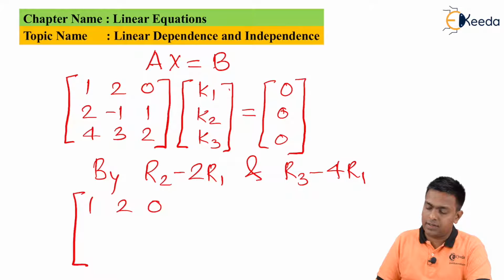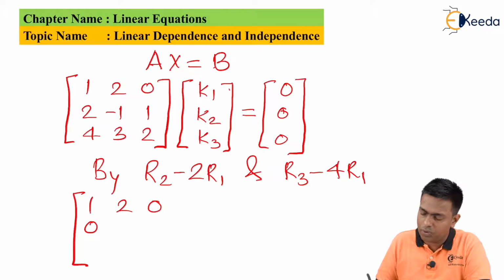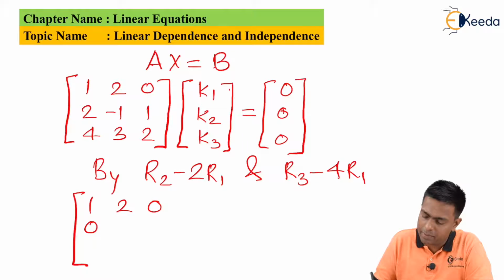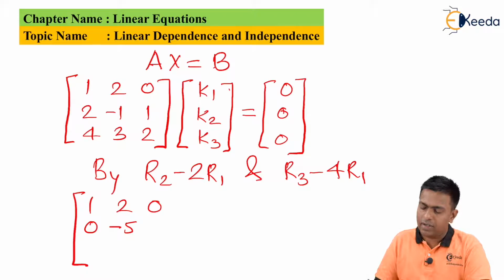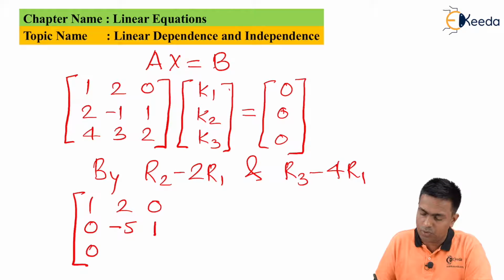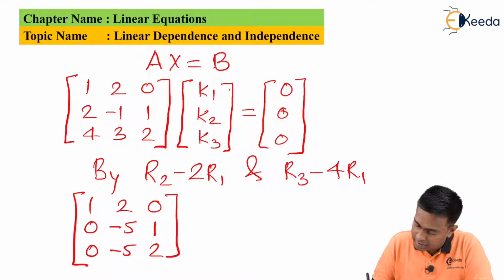By doing this, 2 times R1, that will become 2, 4, 0. So 2 minus 2 is 0, minus 1 minus 4 is minus 5, and 2 times 0 is 0, so 1 will remain as it is. Next, 4 times R1, so 4 times 1 is 4, 4 minus 4 is 0, 4 times 2 is 8, so 3 minus 8 is minus 5, and 4 times 0 is 0, so 2 will remain as it is.